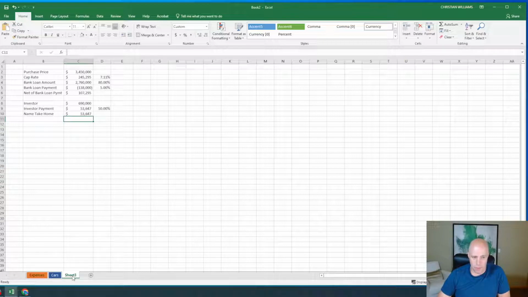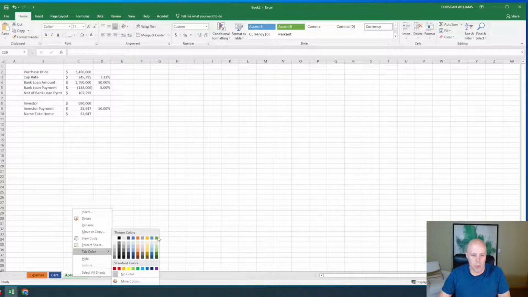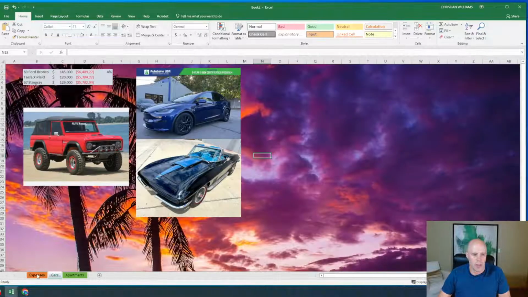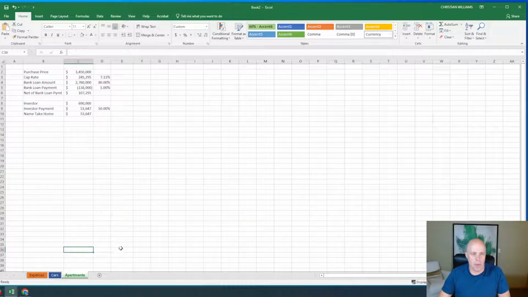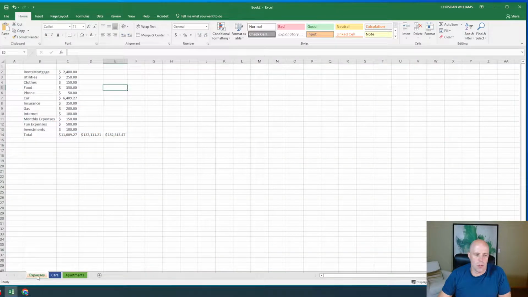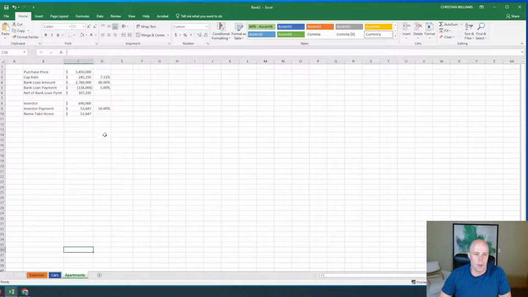First of all, let's finish this up. Let's come down to sheet down here, double click on sheet. We're gonna title this apartments, and then we're going to right click down here on the tab, and we're going to create a tab color for it. We'll go with green on this one. So now we've got expenses, cars, and apartments. And again, if you don't know where these two were created, check our other video. But now we've got our apartments.